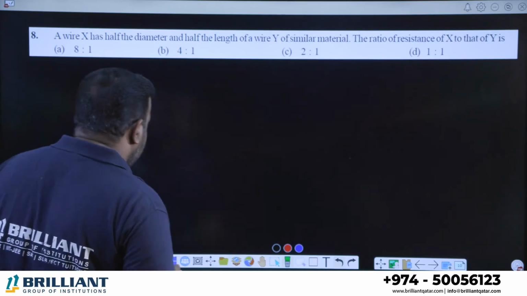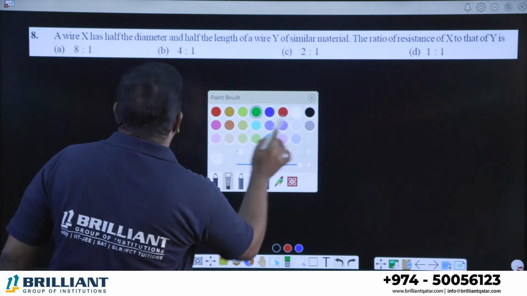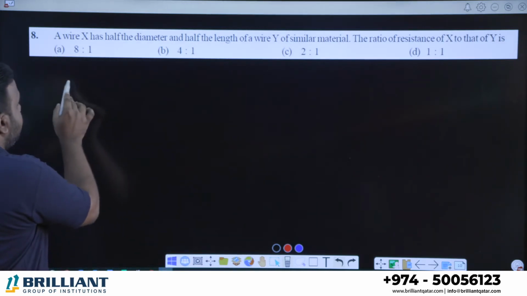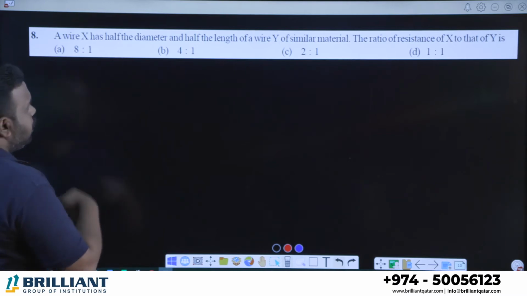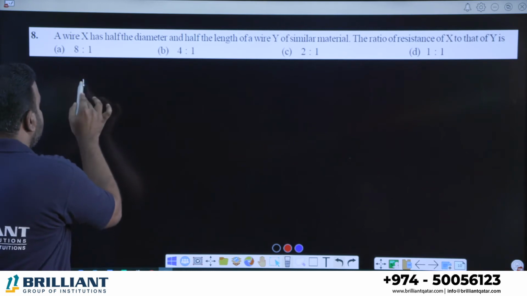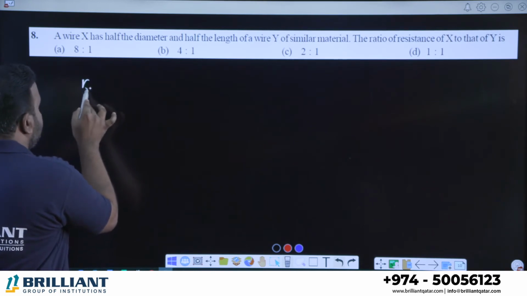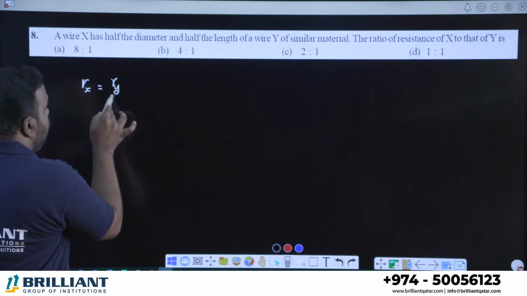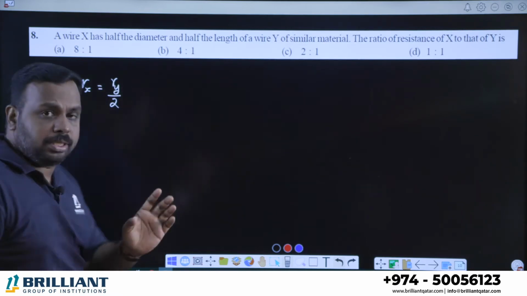Now let's start with the given data. Wire X has half the diameter. That means if the diameter is half, the radius will also be half. So the radius of X is half the radius of Y. That means Rx is equal to Ry by 2. This is the first information.